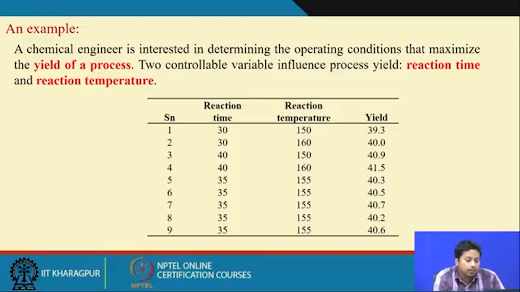So, the problem statement is given. A chemical engineer is interested in determining the operating conditions that maximize the yield of a process. Two controllable variables influence process yield, that is the reaction time and the reaction temperature, as given here. So, 9 observations are made.